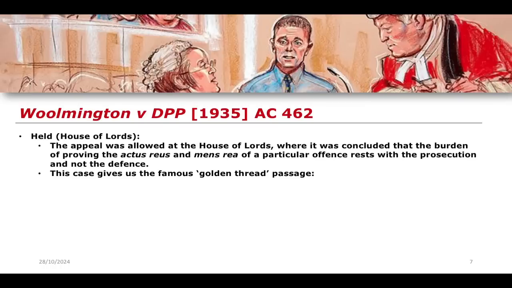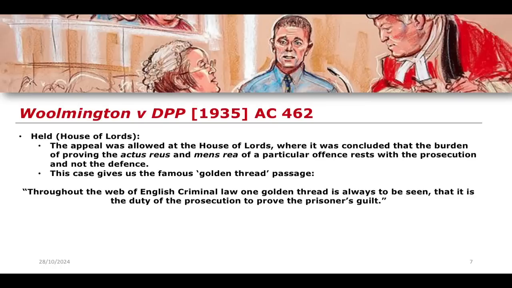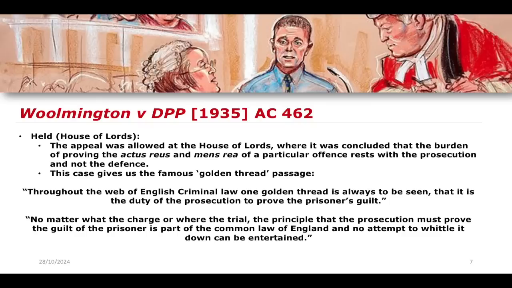And this is where we get the famous golden thread passage, where they say, quote, "Throughout the web of English criminal law, one golden thread is always to be seen, that it is the duty of the prosecution to prove the prisoner's guilt, to prove the guilt of the defendant. No matter what the charge or where the trial, the principle that the prosecution must prove the guilt of the prisoner is part of the common law of England, and no attempt to whittle it down can be entertained."